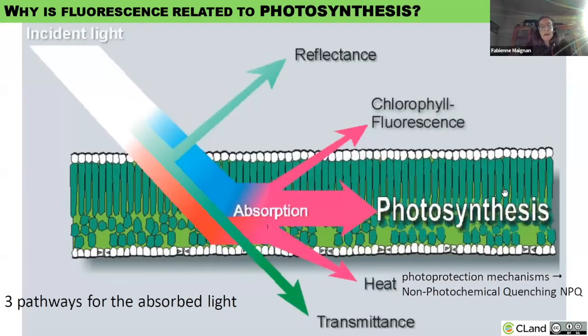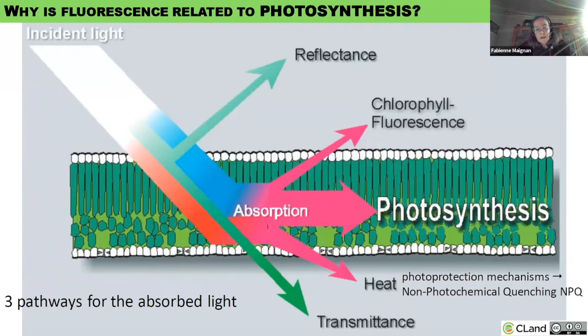Okay, so why are land surface modelers interested in the fluorescence? So first, what is fluorescence? You see here an image of a leaf, and you have the incident light in white, and this incident light can be reflected by the leaf surface, or the light can be absorbed or transmitted.